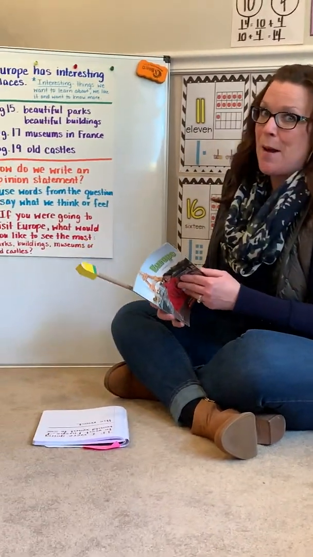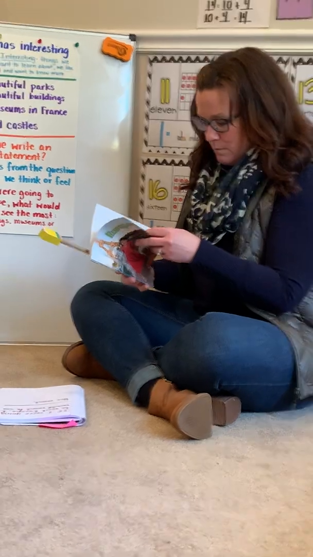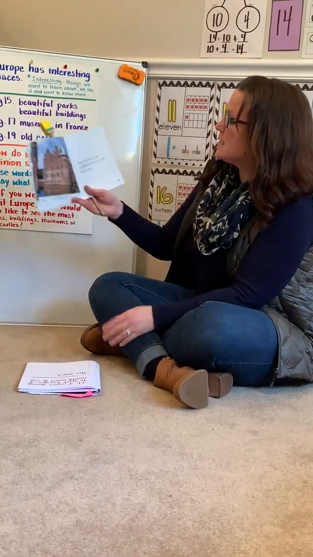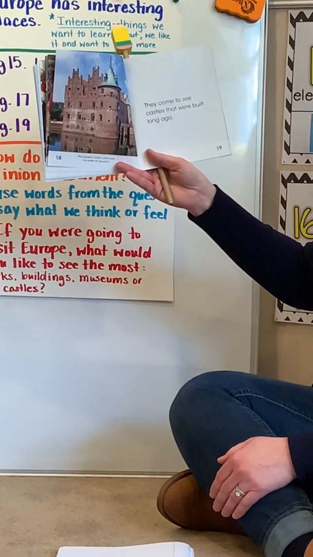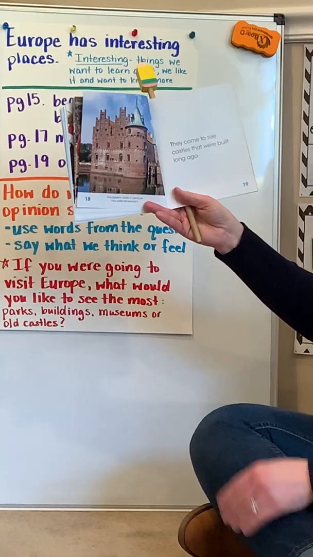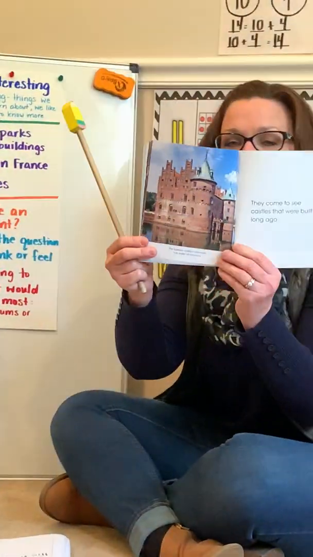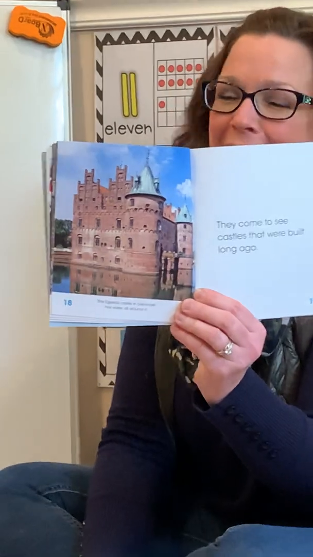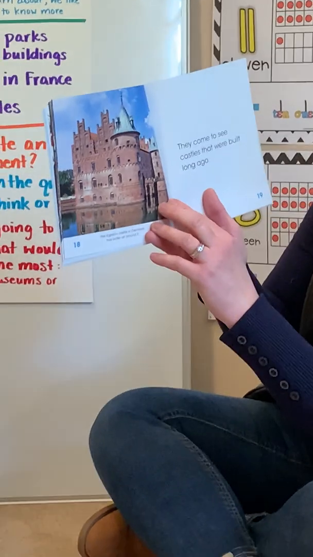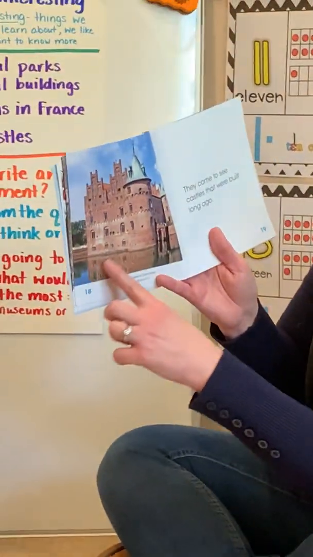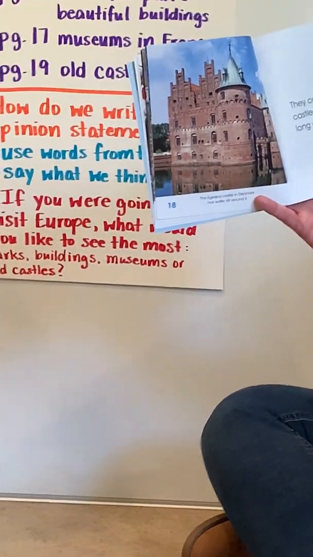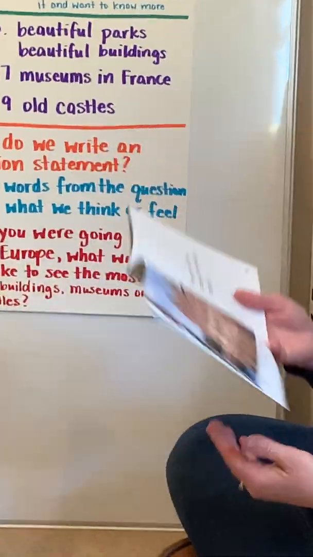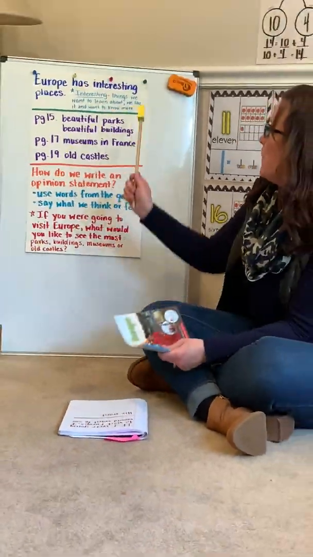All right, page 19, my favorite page, because it says, they come to see castles that were built long ago. And this is the Egeskov Castle in Denmark, and it has water all around it. Zoom into that picture, friend. We don't have castles around here like they do in Europe. And this one looks fascinating to me. Look at how it's surrounded by water. It's literally plopped down into water. And so I do find that very interesting. That's something I want to know more about.